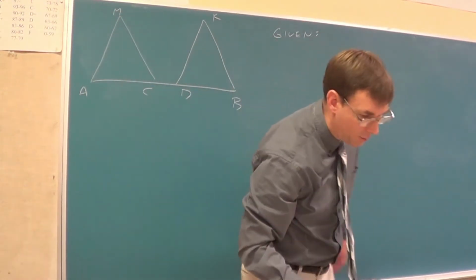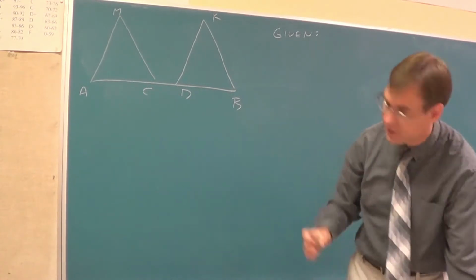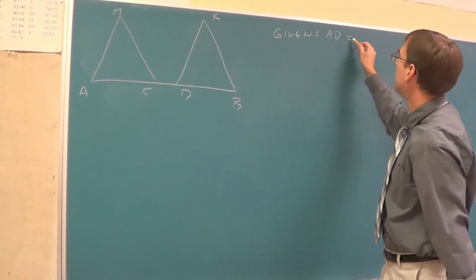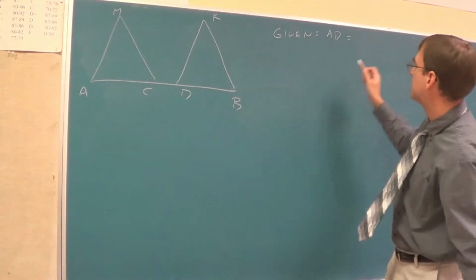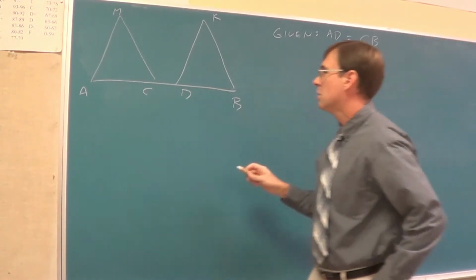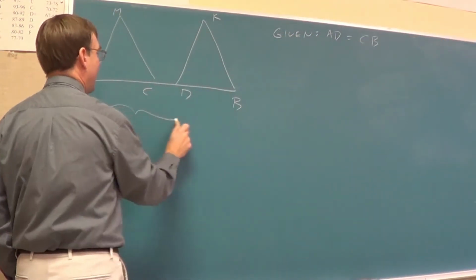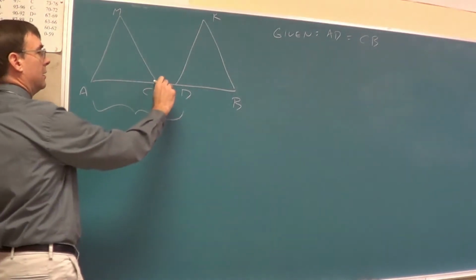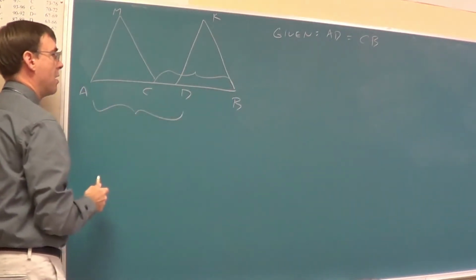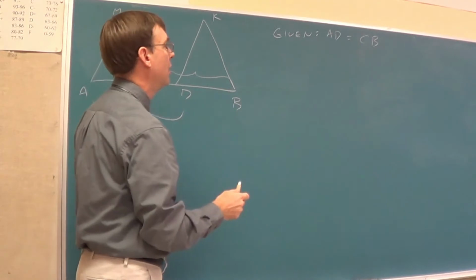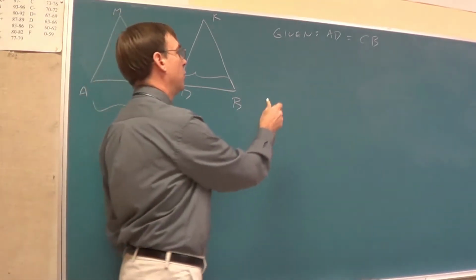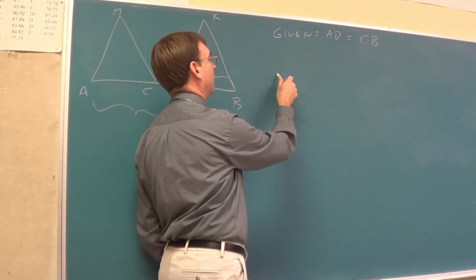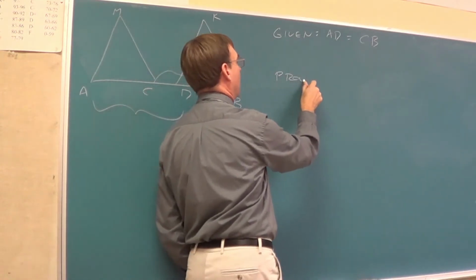On the thing that I'm stealing here from the book, my given is that AD equals CB. So I'll mark that on my picture. AD lives right there. CB lives right there. Those are the same length as each other. What's another thing we should have to start the proof? What we need to prove.